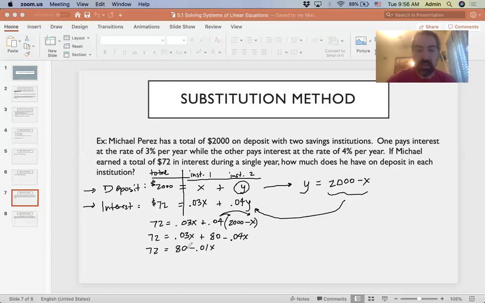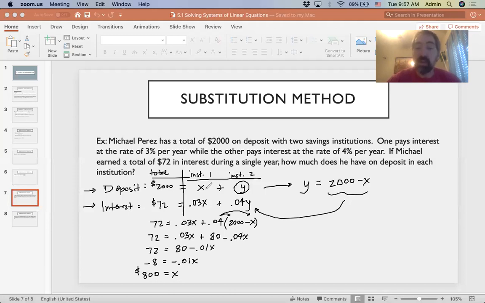Then subtract this 80 from both sides. 72 minus 80 is negative 8. And then finally divide both sides by negative 0.01. Negative 8 divided by negative 0.01 is 800. That's X. X is the amount that Michael deposited in institution 1.